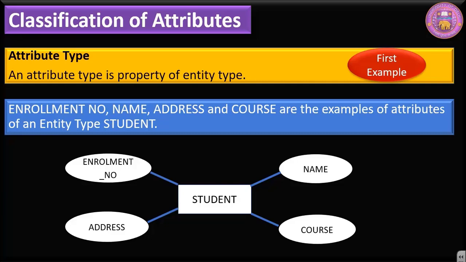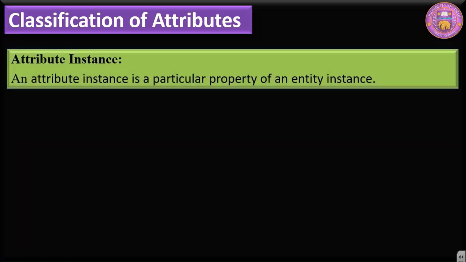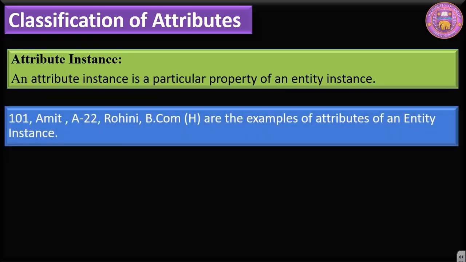Entity type student has attribute types, which are enrollment number, name, address and course. Attribute instance. An attribute instance is a particular property of an entity instance. For example, enrollment number is 101, name is Amit, address is A-22 Rohini and course is BCom Honors. These are the examples of attributes of an entity instance.